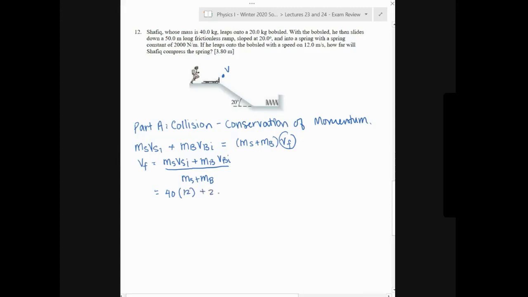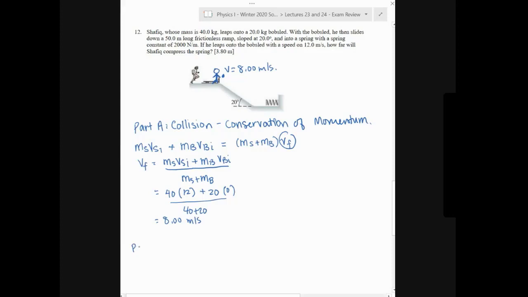The mass of the bobsled was 20 kilograms. And what's the initial velocity of the bobsled? 0. Yeah, good. Okay, so here I'm getting 8 meters per second. That's their velocity now that they're stuck together. Okay, so here he is on the bobsled and they have a velocity of 8 meters per second. And now we want to know how far this spring is going to get compressed.